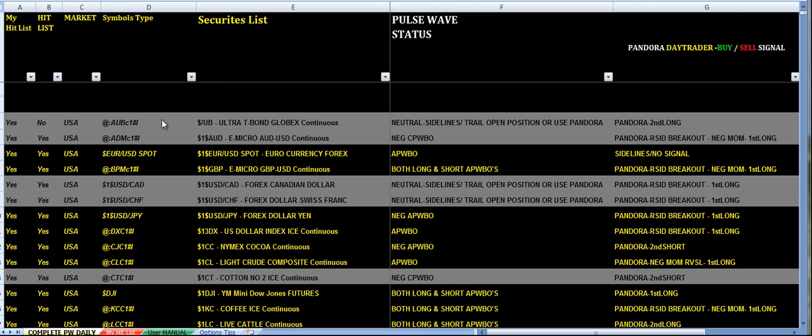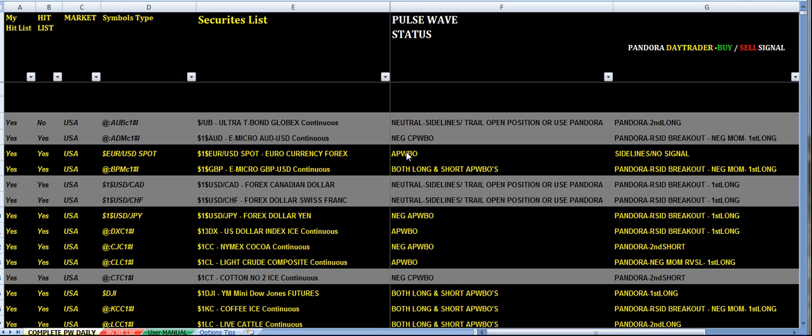When we say APWBO, that is an aggressive pulse wave breakout buy signal. If you see NEG APWBO, that's a negative aggressive pulse wave breakout.